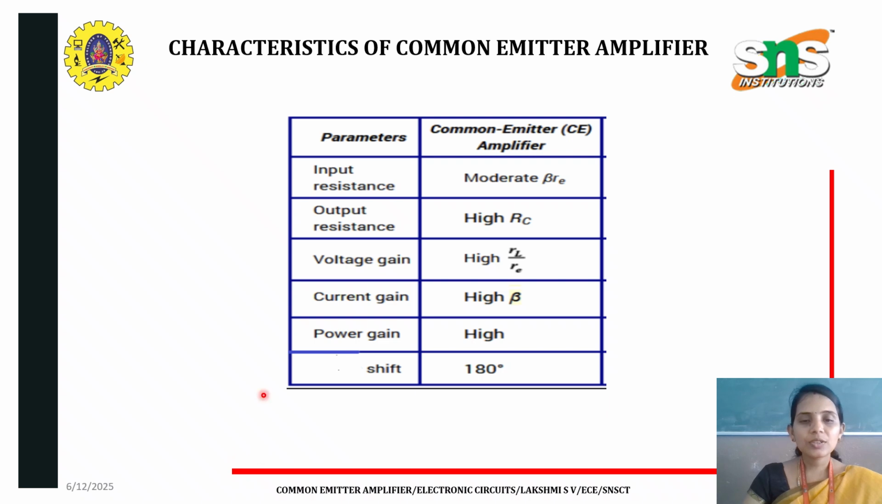The main characteristics of the common emitter amplifier, with respect to the parameters, are: the input resistance is moderate, the output resistance is high, and the voltage gain, current gain and power gain are high. And there is a phase shift of about 180 degrees in the common emitter amplifier.